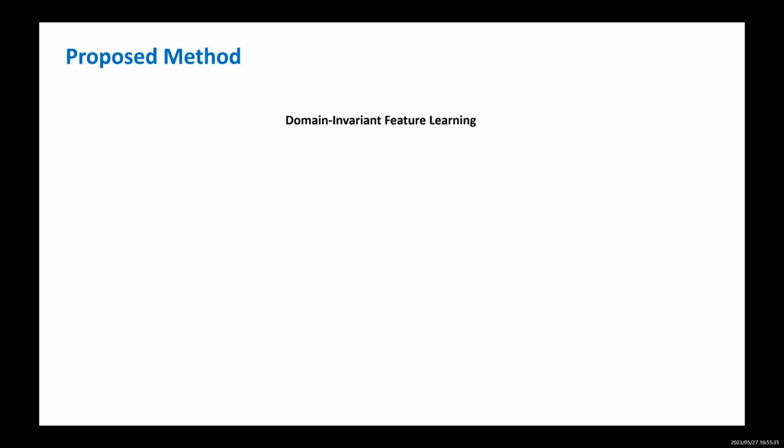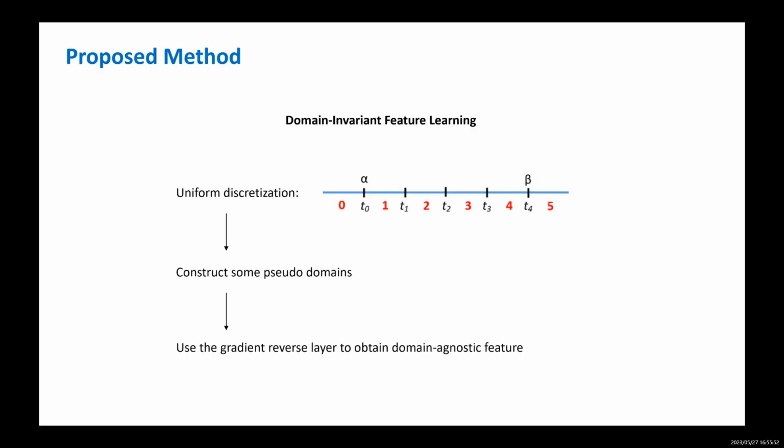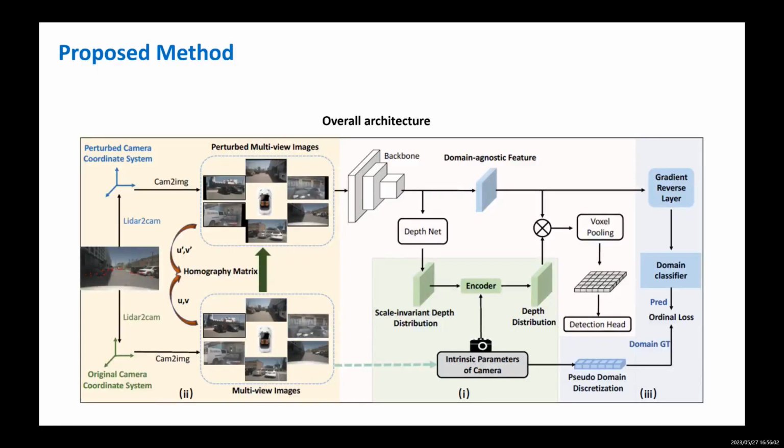Using the gradient reverse layer to obtain domain-agnostic features has been widely used in domain adaptation tasks, but we have no access to the target domain. So we quantize the focal length interval of the source domain into k subintervals. Each subinterval represents a domain, so we construct some pseudo-domains and then obtain the domain-agnostic feature. This is the overall architecture.